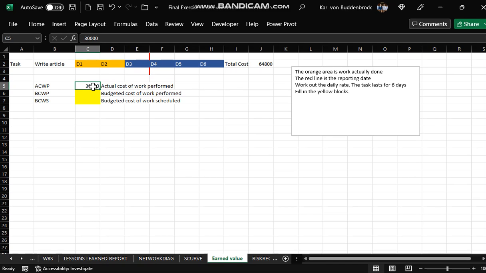I've given an actual cost of work performed, which is an arbitrary number, 30,000. But the budgeted cost of work performed, you would need to work out what the daily rate is. So it's that divided by 6 would give you your daily. And then you would say the budgeted cost of work performed is how much did you budget to pay for those 2 days? Budgeted cost of work scheduled is how much did you budget to pay for those 3 days?